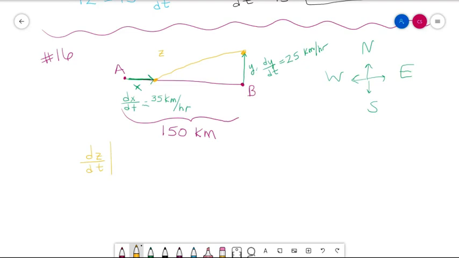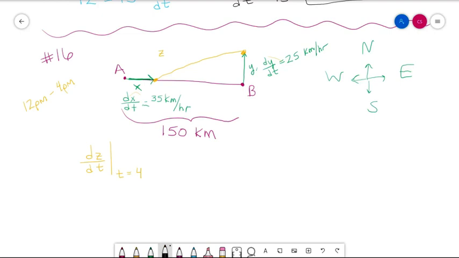At 4 p.m. So rather than using 4 p.m., let's see how many hours have passed. We started at 12 p.m. and we're going all the way to 4 p.m., so that's 4 hours. We want to see how fast the distance between the ships is changing at 4 hours. There you go. We have all of our variables, x, y, z, with everything in terms of the derivative. Now our next step is figuring out how everything relates to each other.